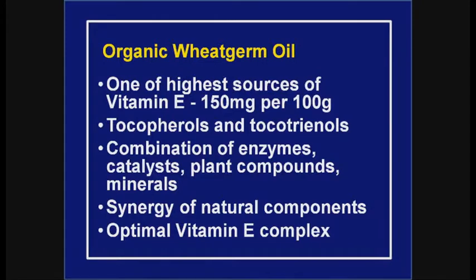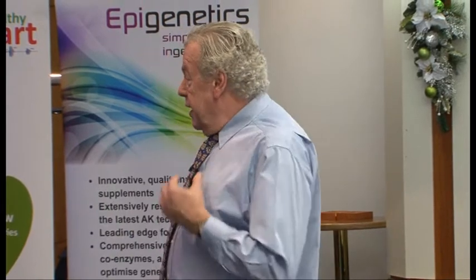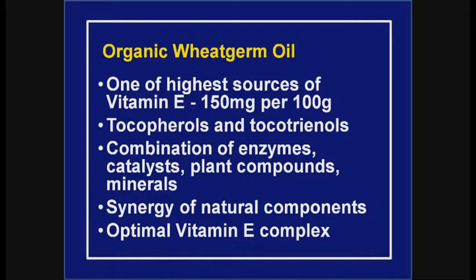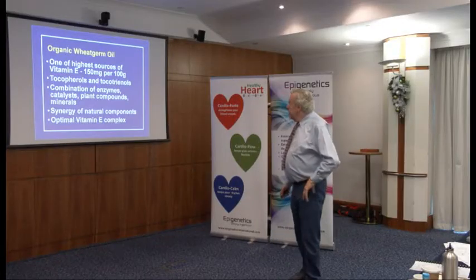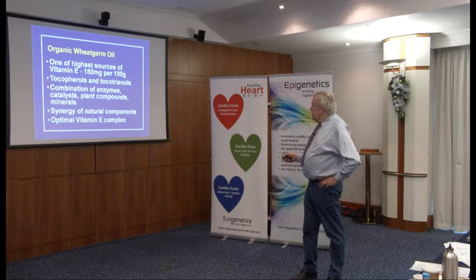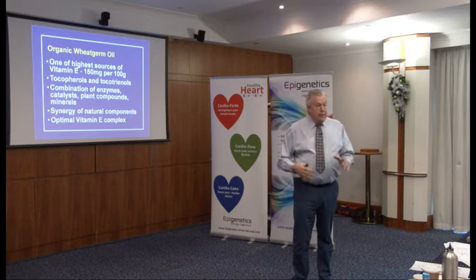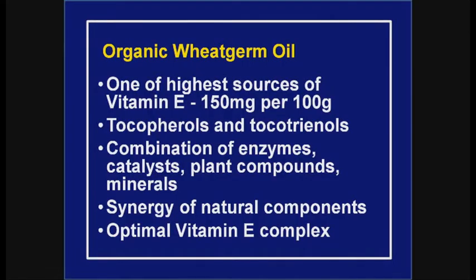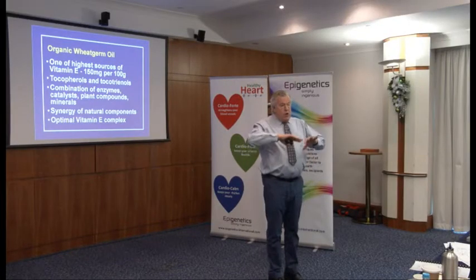So one of the best sources of E generally is wheat germ oil. This is going back to the times of Weston Price and Royal Lee many, many years ago, and Dr. Goodheart, who took a lot of his work from Royal Lee, found that the best source naturally of vitamin E was wheat germ oil. It's actually the highest source of E in any plant oil source. So it's a rich source of tocopherols, because vitamin E contains 4 tocopherols and 4 tocotrienols. A combination of enzymes, catalysts, plant compounds and minerals. So it's not just vitamin E, but it's got the oils in there as well, and also other sterol compounds, catalysts and plant compounds. It's synergistic with natural components, and it forms one of the best all-round vitamin E's.